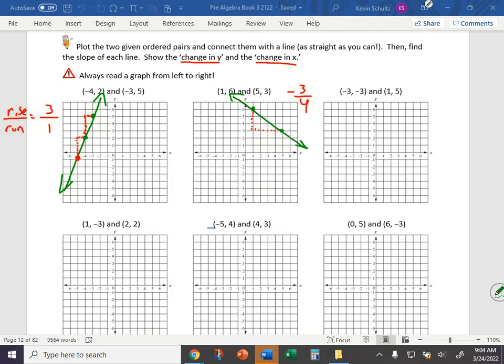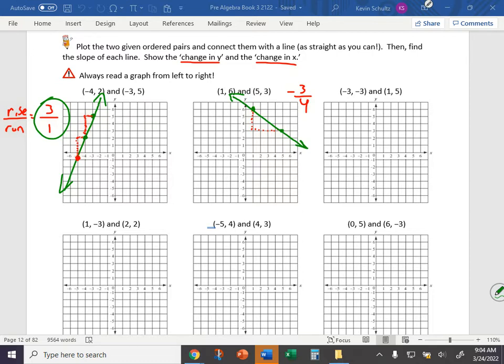And like I kind of pointed out in the last objective, notice how when our slope is positive, like it was in the first one here, our line is going up from left to right. And then when it's negative, it's going down from left to right. So whenever you see a slope that's going up from left to right, you know it's going to be positive. And a line going down from left to right, you know it's going to be negative.